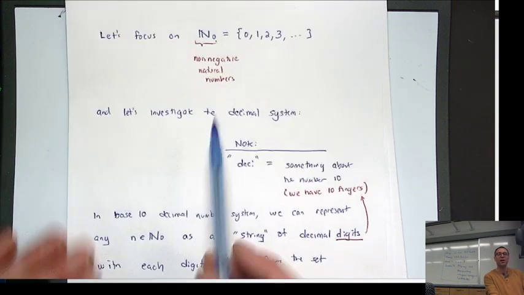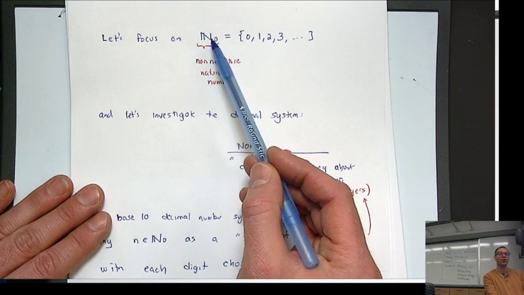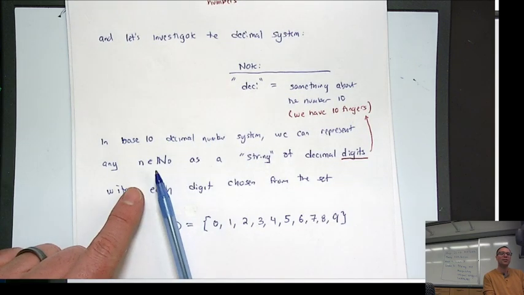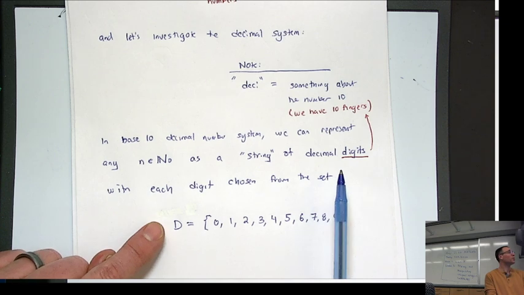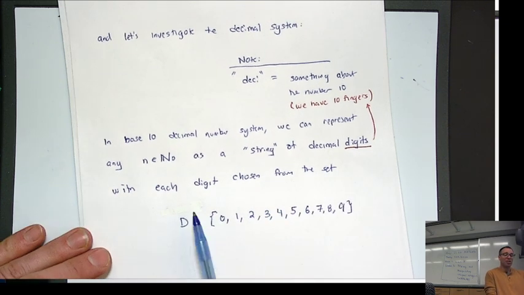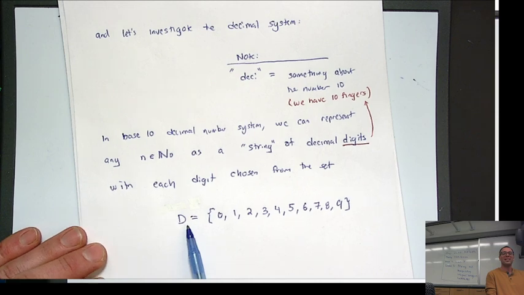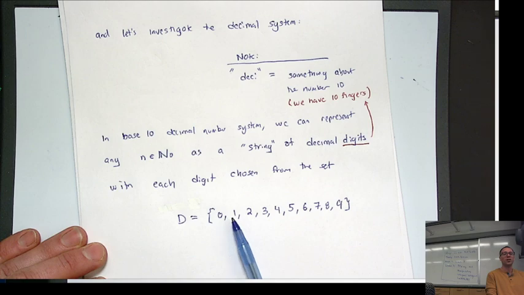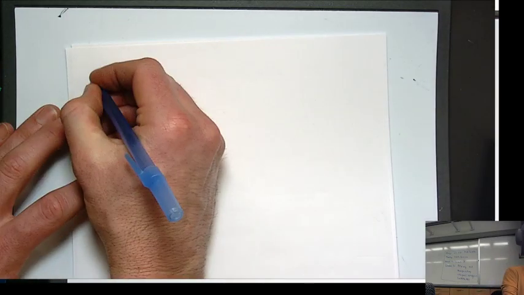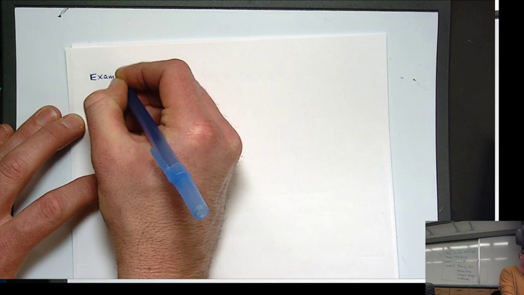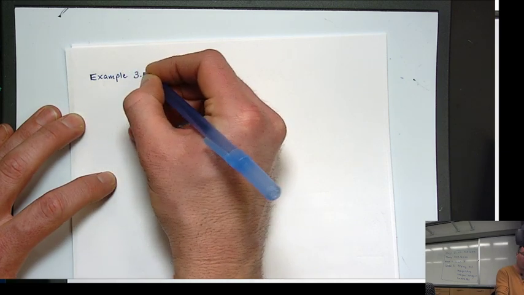Okay, so the whole concept, we're going to focus on what we call the non-negative integers. We're going to say that each non-negative integer can be written as a string of decimal digits. Each decimal digit is going to be chosen from the set D, which in this case is going to be the set of all digits 0, 1, 2, all the way to 9. Right? So let's take an example as a place to start. So here we go. Let's look at an example, and we'll call this example, I don't know, 3.1.